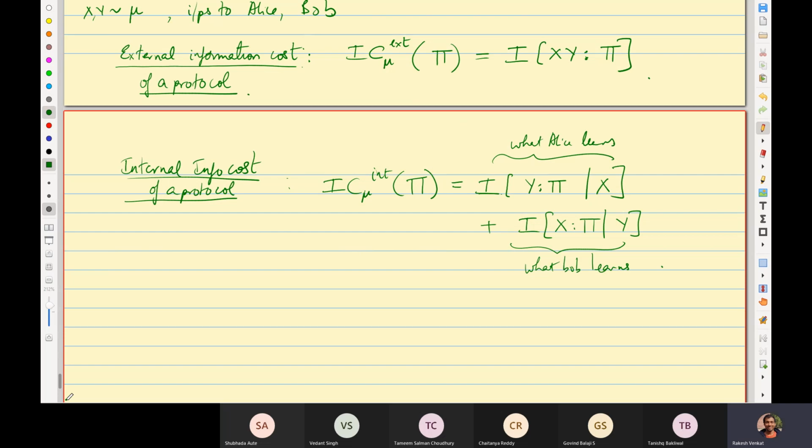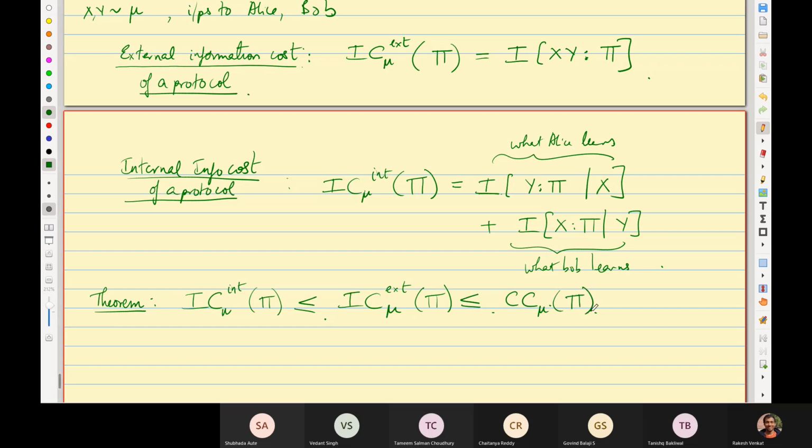A really nice theorem, which unfortunately we will not get to prove today, is the following. The internal information cost of any protocol is less than or equal to the external information cost of a protocol, which is at most the communication complexity, which is the length of the transcript of pi.